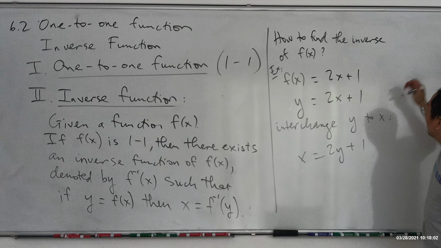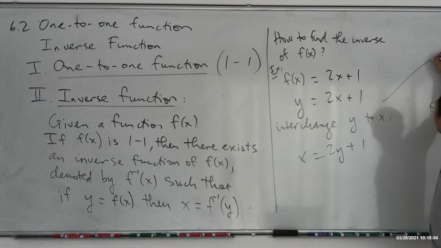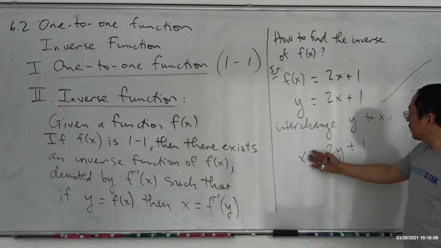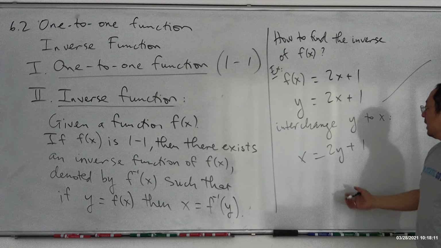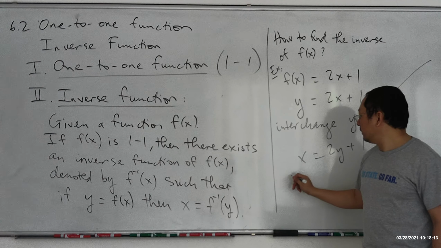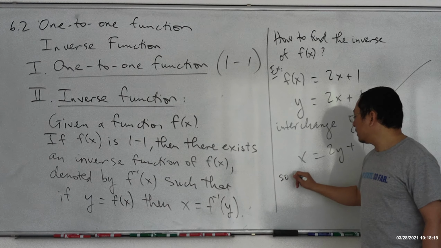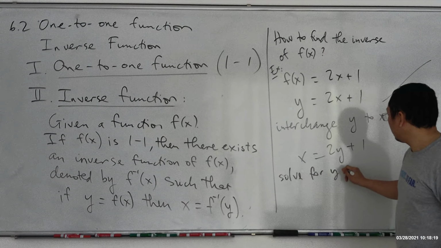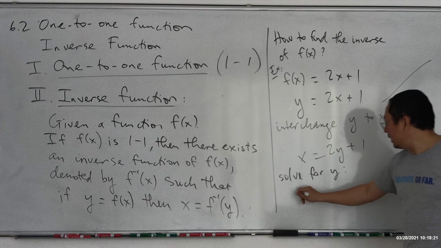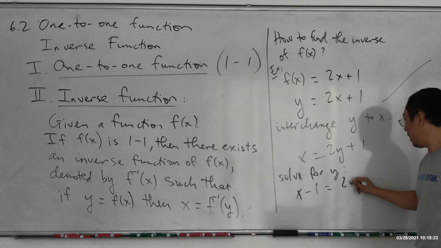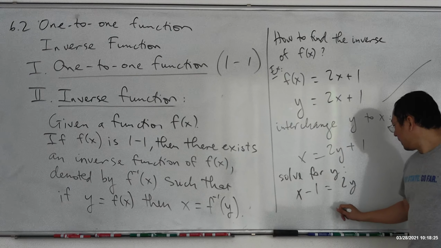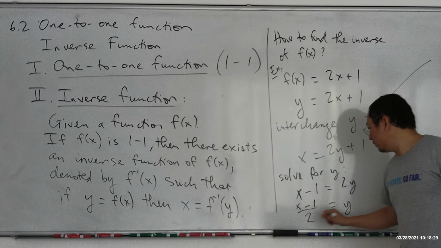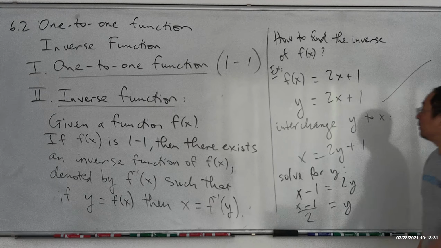And by the way, this is one-to-one because this is a line, right? It passes the horizontal line test. Yes. And you change y to x and x to y, you have this. And then you're going to solve for y. So I subtract the 1 on both sides. x minus 1 equals 2y. So y is equal to (x minus 1) over 2. Okay, and this is the inverse.